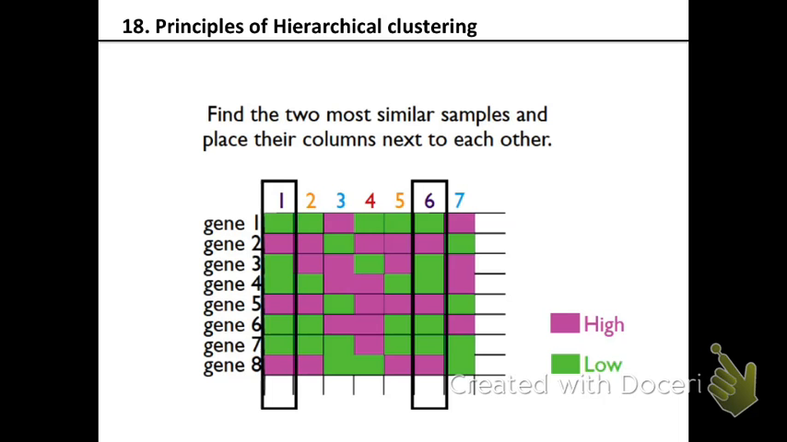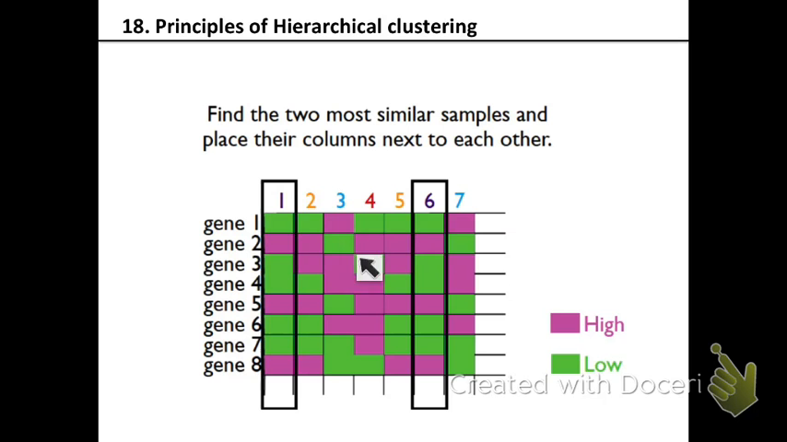So how does hierarchical clustering work? It finds the two most similar samples and places their columns next to each other. Here, we can see that the expression of this gene is similar in sample number 1 and sample number 6.